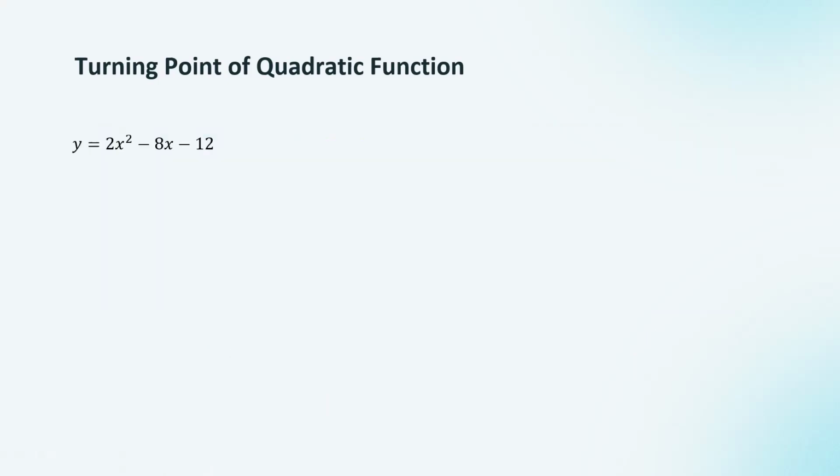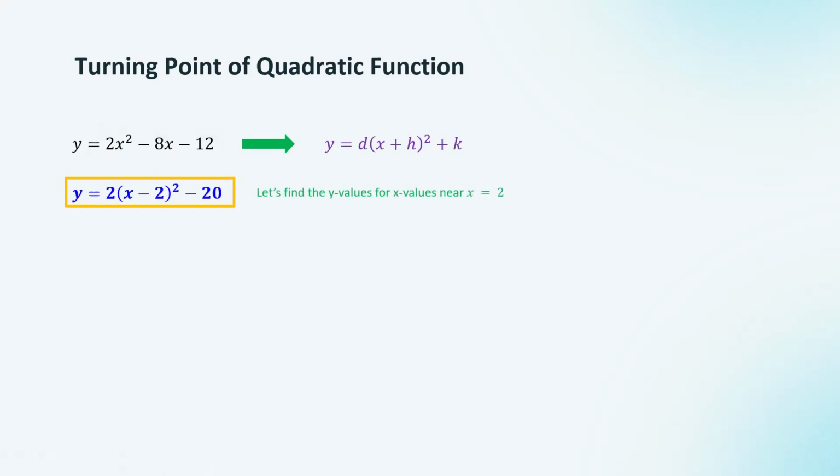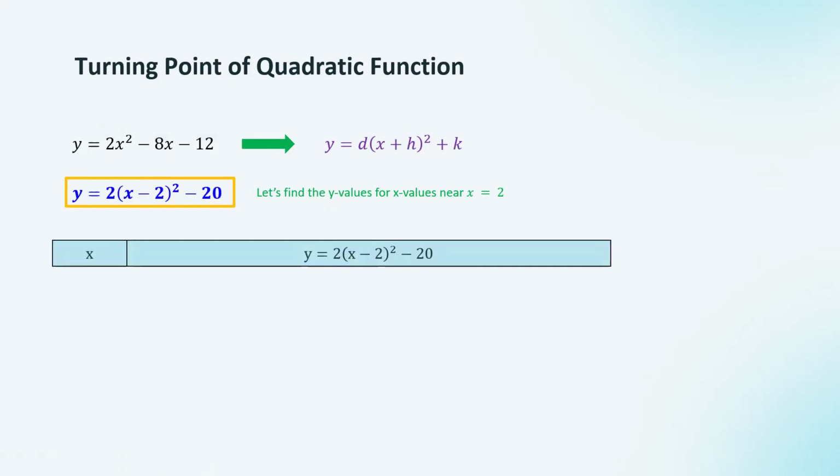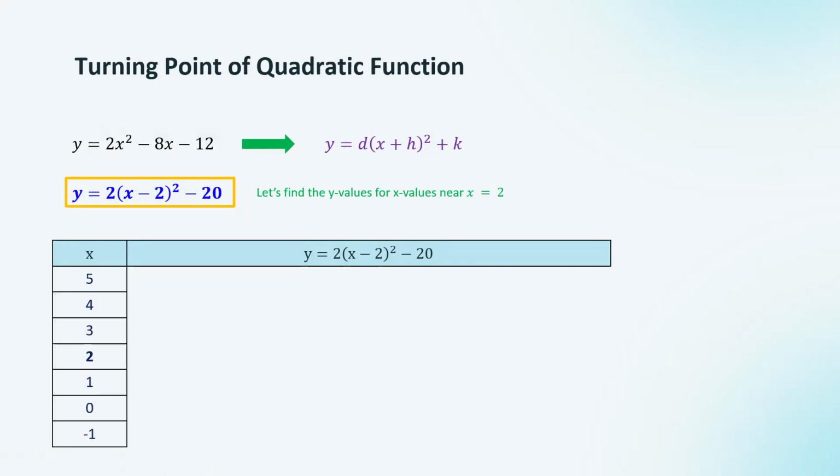Let's take a look at the first example. The first step that we need to do is to complete the square. If we complete the square, it will look like this: 2 times (x minus 2) squared minus 20. And now, let's try to find the y values for x values near x equals 2. So I have a table over here. We have the x and we also have the y values. The x values that I will be using will range from 5 to minus 1.